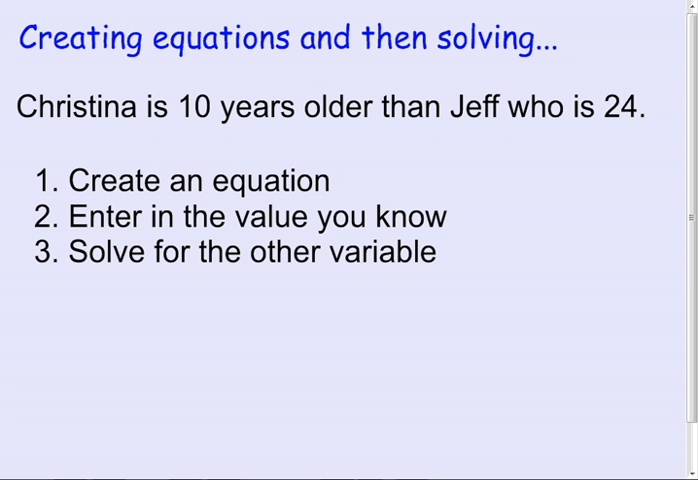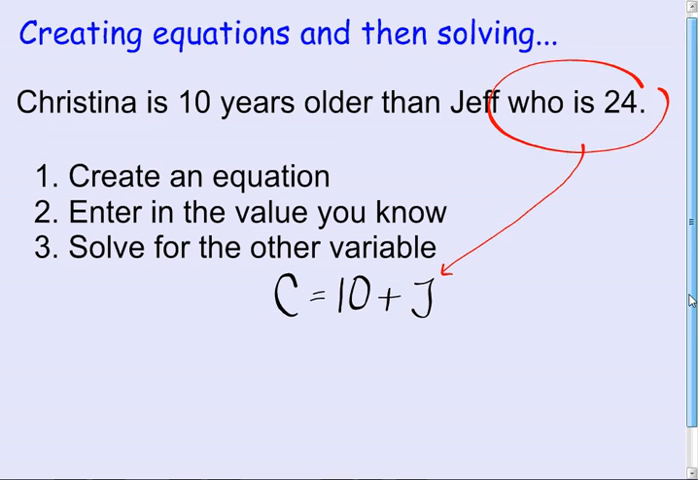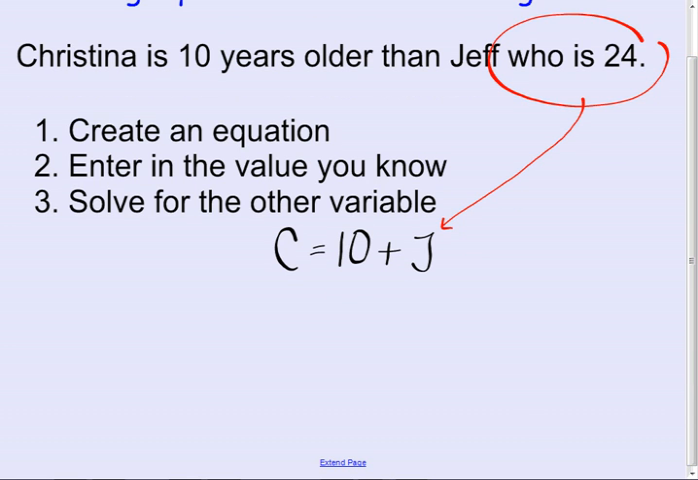Okay, we did the equation. What was the equation? C equals what? This is just the last slide. What was the equation we wrote? 10 plus J. Okay, we wrote our equation. Enter in the value you know. Well, I know that Jeff is 24, so 24 is going to go right in there. And I'm going to get C equals 10 plus 24.